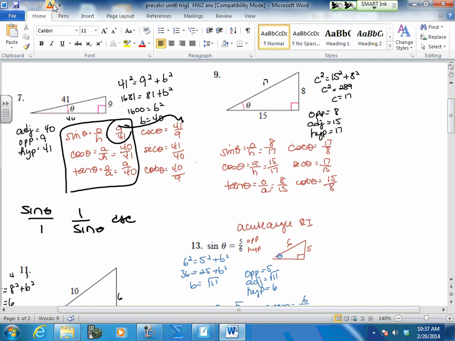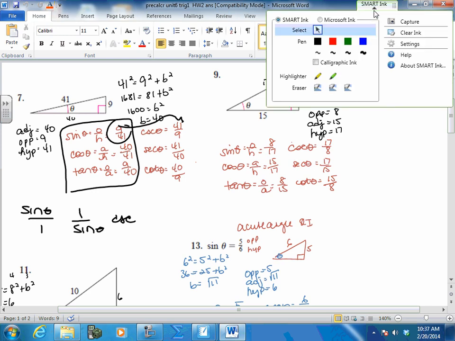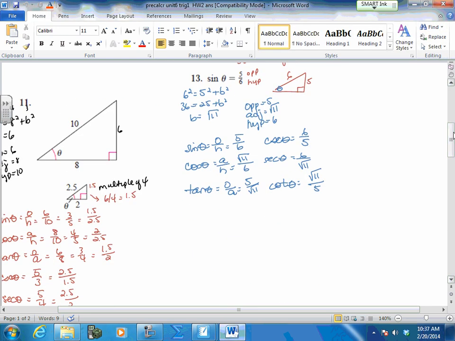Good? Questions? Do not pick up your calculators on this. If any of these fractions can be reduced, then reduce them. But leave them in fractional form. Okay?